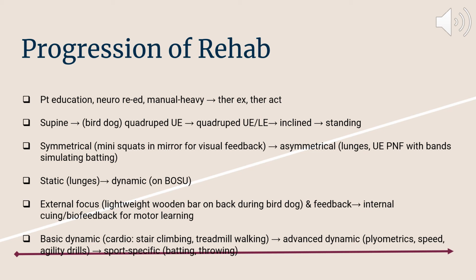We moved from symmetrical things like mini squats in the mirror for visual feedback to more asymmetrical motions like lunges, upper extremity PNF patterns with the bands, simulating batting and working on that muscular control. We started off with static things like lunges on the floor to more dynamic and reactive things like lunges on the Bosu ball, for example.